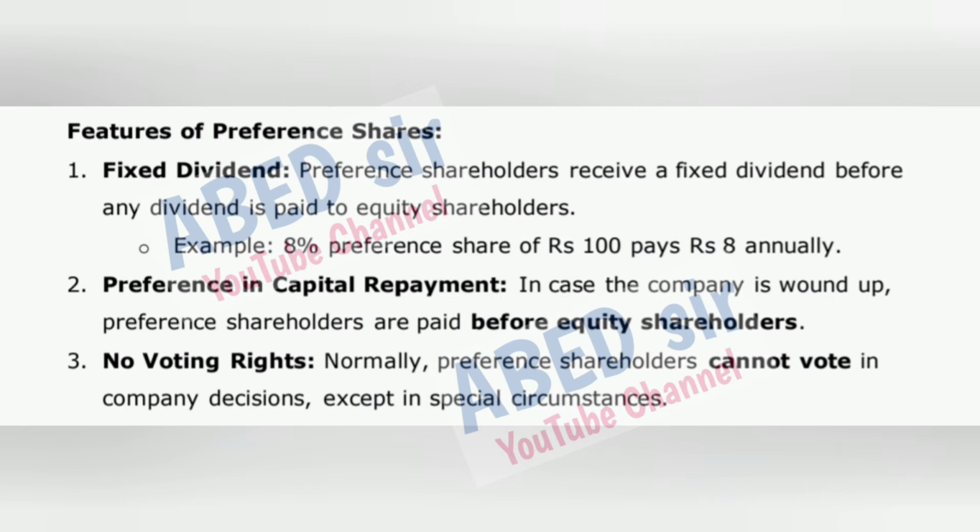Features of preference shares. 1. Fixed dividend. Preference shareholders receive a fixed dividend before any dividend is paid to equity shareholders. Example, an 8% preference share of 100 rupees pays 8 rupees annually. 2. Preference in capital repayment. In case the company is wound up, preference shareholders are paid before equity shareholders. 3. No voting rights. Normally, preference shareholders cannot vote in company decisions, except in special circumstances.